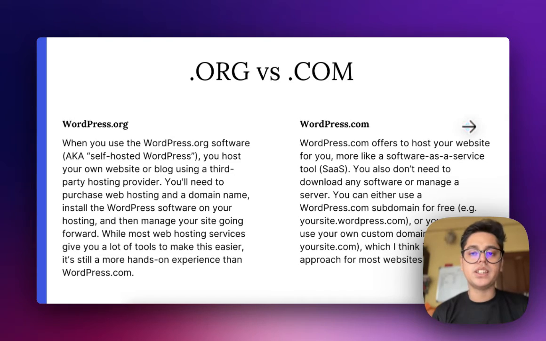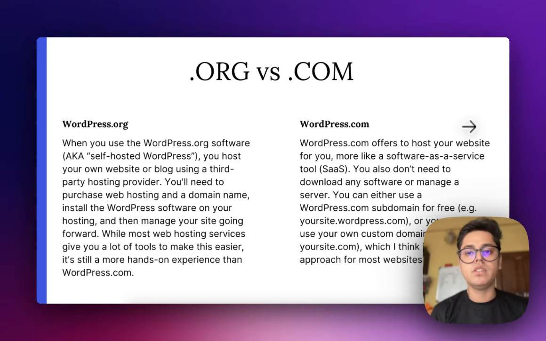Another popular misconception before we get started is .org versus .com. What exactly is WordPress.org and what exactly is WordPress.com? When you use the software, WordPress.org is basically a self-hosted system. WordPress.org is the code base that you can download and install on any server, and you can upload it, install it, configure it, and you have a website running. But right now, all the resources need to be managed by you.